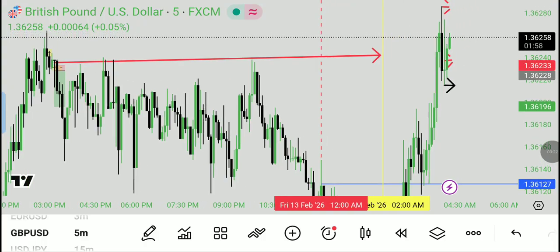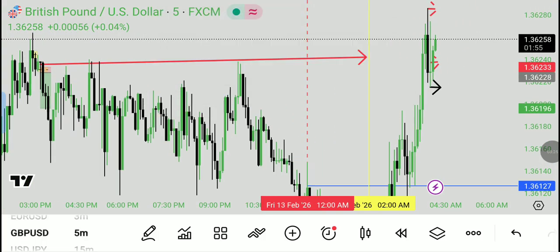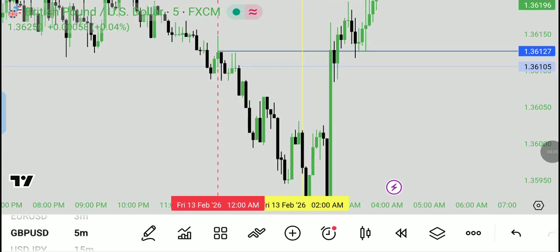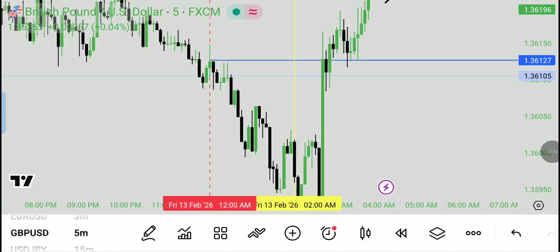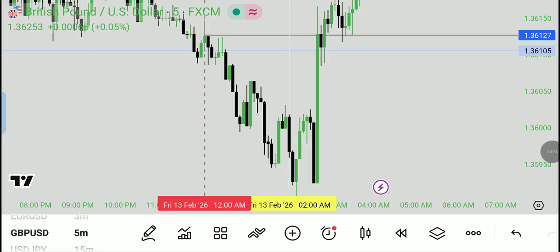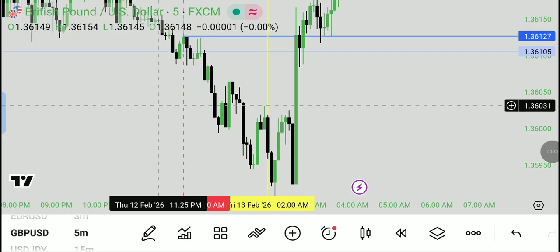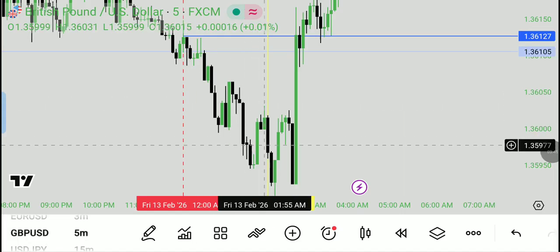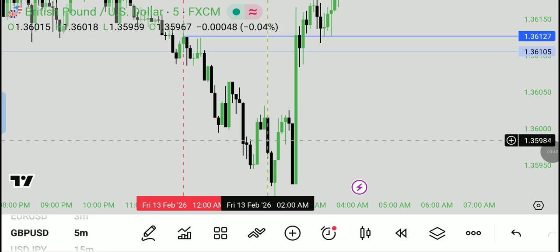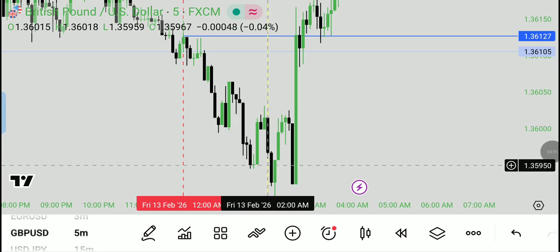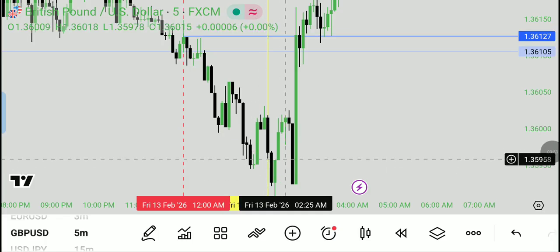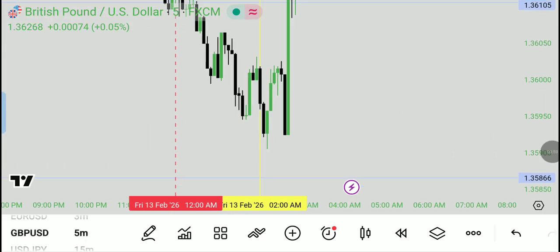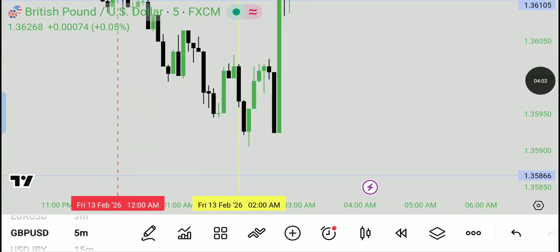You can see the market comes up around 2 o'clock, London session. Today's trade, the market started dropping down from 12 o'clock midnight, dropping to the London session open, which is 2 o'clock a.m. Then it pushed down and swept this low out, went up, gave relative equal high, came down, and did not take this low out.